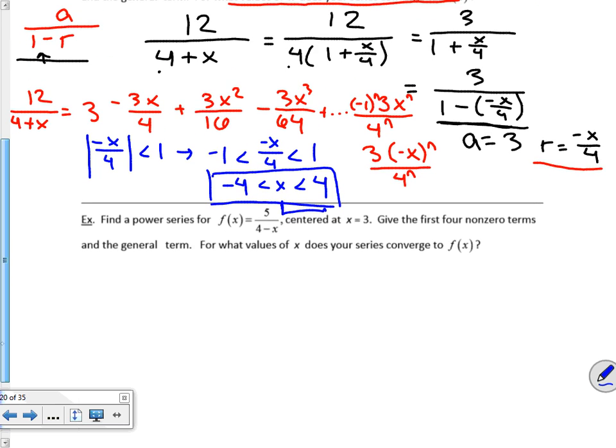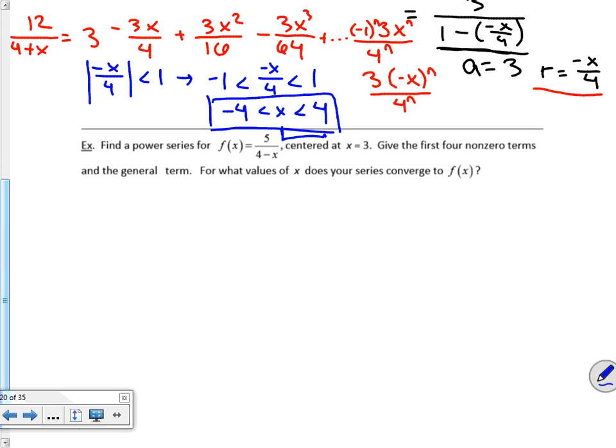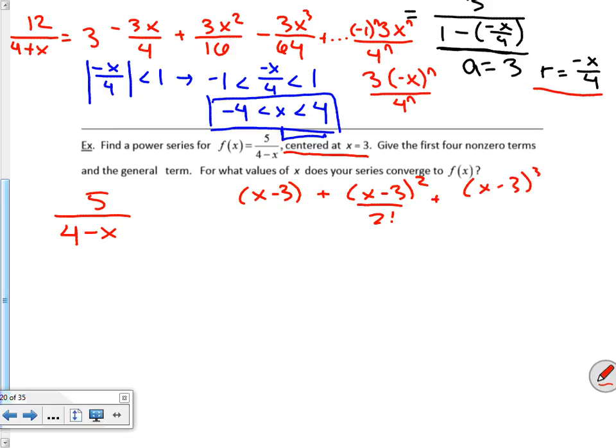All right, last example. Another manipulation trick. I have a power series, and let's say 5 divided by 4 minus x. This isn't too different than the one we did last time, but I now want to be centered at 3. So remember, when Taylor polynomials are centered at 3, we have something that looks like x minus 3 plus (x minus 3)^2 over 2 factorial plus (x minus 3)^3 over 3 factorial, maybe without the factorials. But notice that the power on x minus 3 increases by 1 every time.